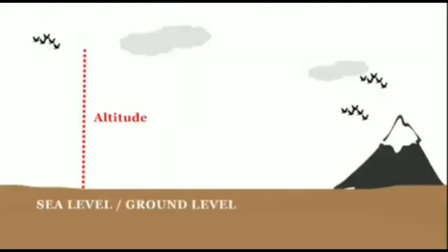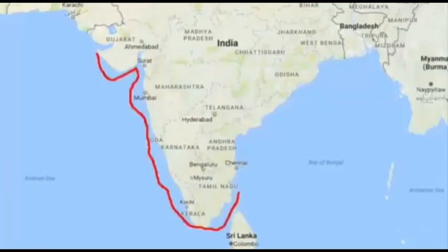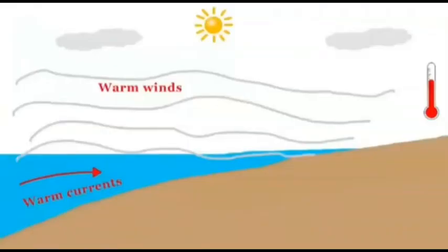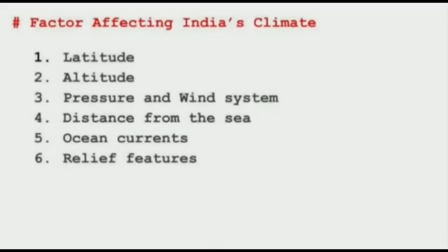In this video, we are going to understand the factors affecting India's climate. There are 6 major components affecting the climate of India. Those are latitude, altitude, pressure and wind system, distance from the sea, ocean currents, and relief features. Let's understand each one of them.